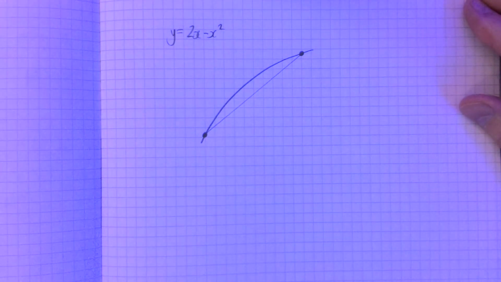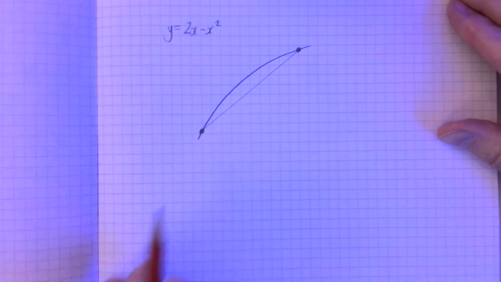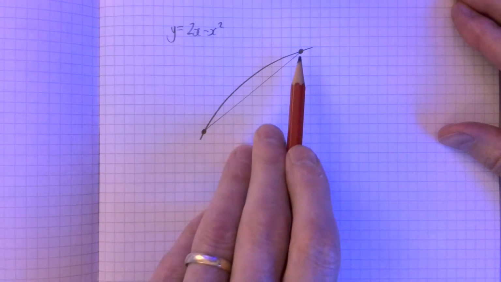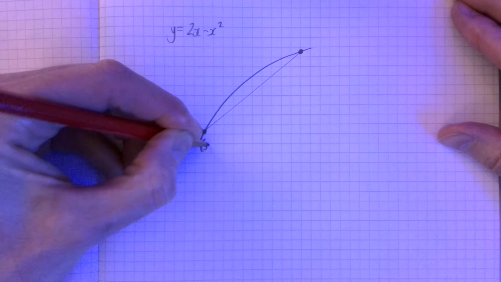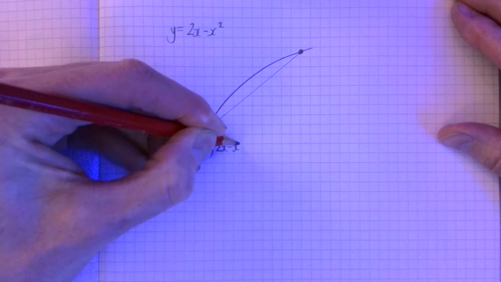Okay, so here's a bit of help with the question. We're trying to find the gradient of this chord here. So if this point here is x, then the y value will be 2x minus x squared.